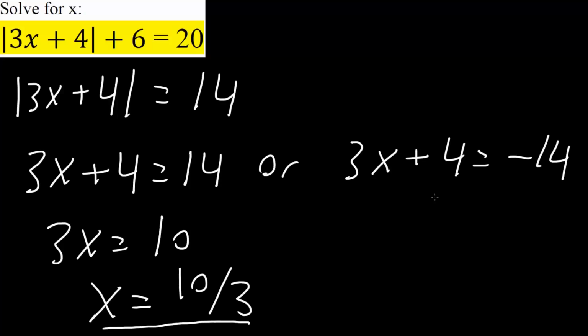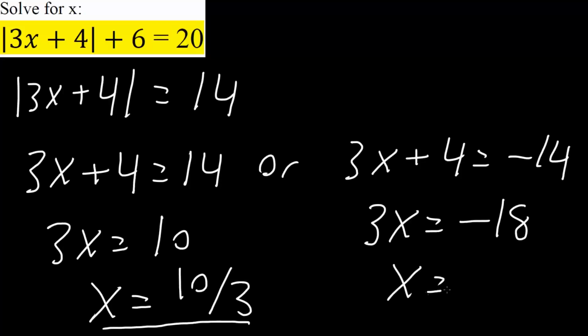And now we will get the second answer. So 3x is equal to minus 18. Negative 14 minus 4 is negative 18. So we would get x is equal to minus 6. So that's the other possible answer. So that's all we need to do to solve absolute value equations.